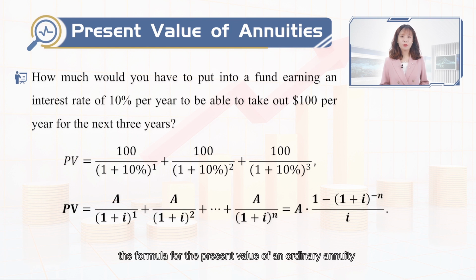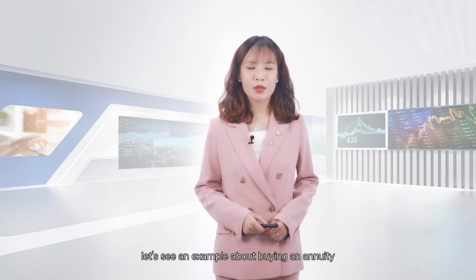In general, the formula for the present value of an ordinary annuity with constant annual cash flow A for n periods at an interest rate of I is A over (1 plus I) to the first, plus A over (1 plus I) squared, and so on, up to A over (1 plus I) to the nth, which is equivalent to A multiplied by 1 minus (1 plus I) to the minus nth, altogether divided by I. Further, let's see an example about buying an annuity.